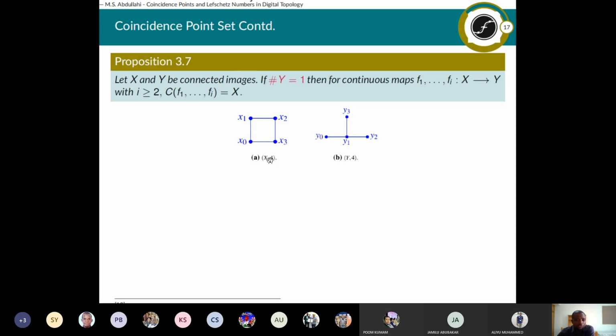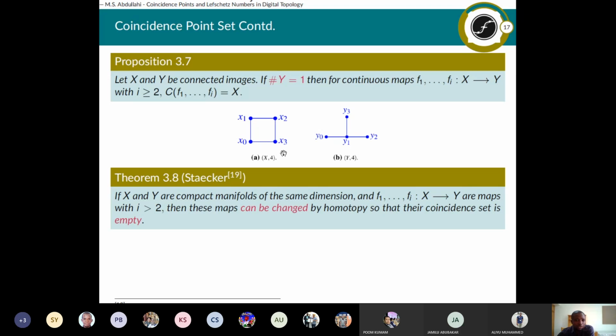If we consider this a function, we can define a constant function that maps the whole of X to, say, this point Y1, and another function that maps the whole of X to, say, Y2. These two constant functions are continuous, and if we take their coincidence set, it will be empty. Why? Because the image Y contains more than one element.